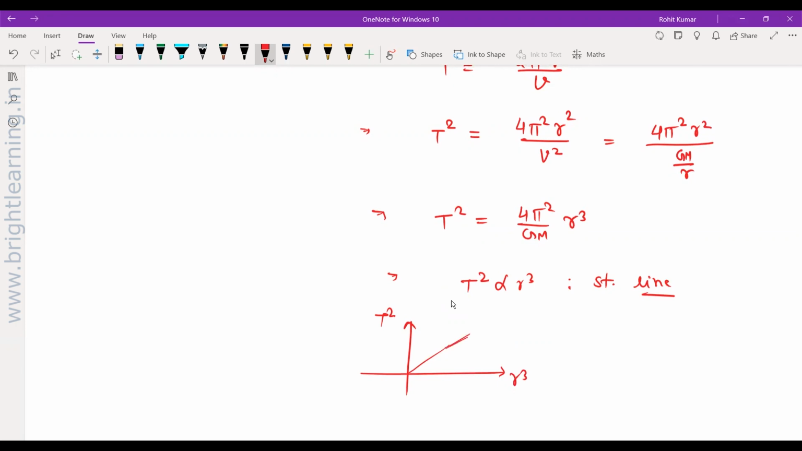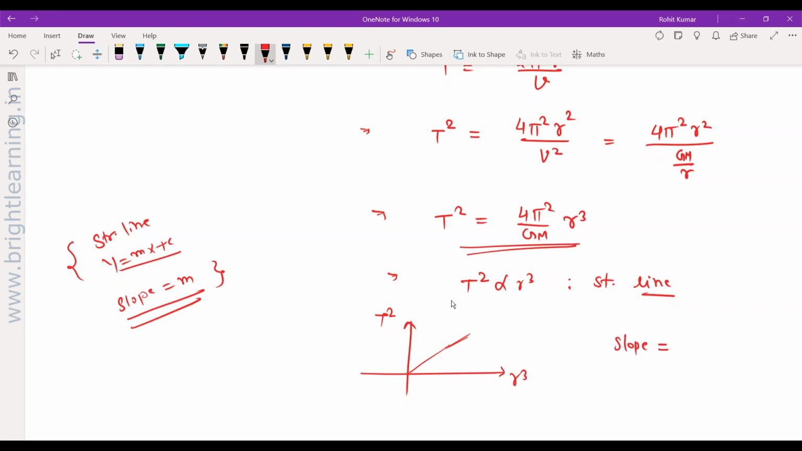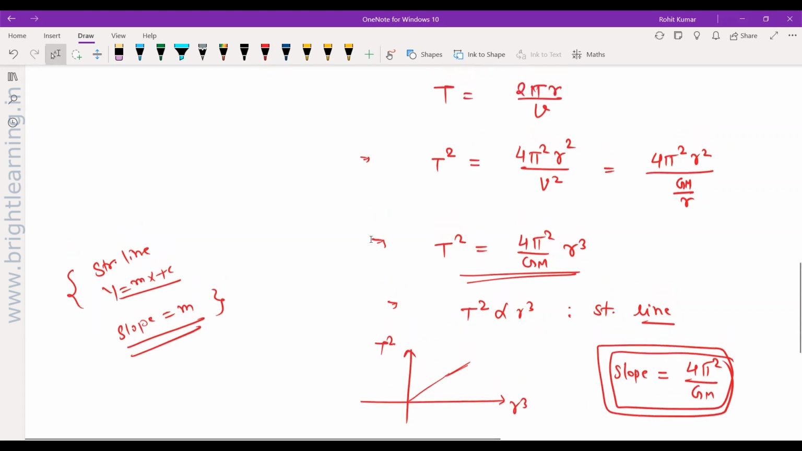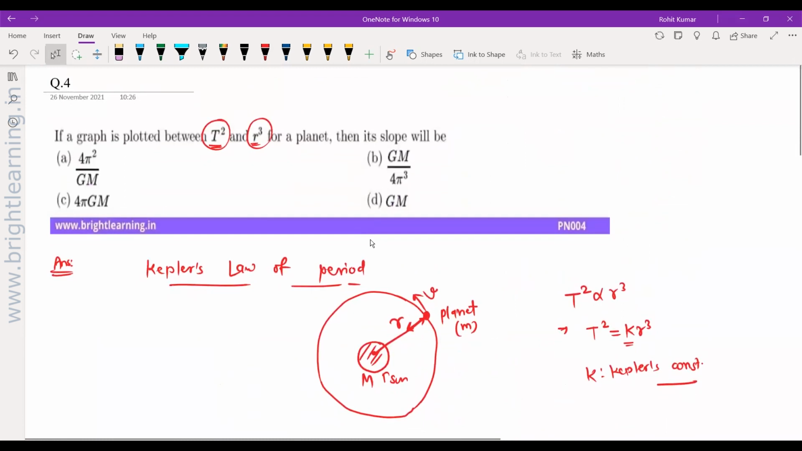And if we draw a straight line with equation y equal to mx plus c, we can say that its slope will be equal to m. Now comparing this with the equation of T square, I can simply say that slope should be equal to 4 pi square upon GM, where G is the universal gravitational constant and M is the mass of the sun. So our answer will be 4 pi square upon GM.